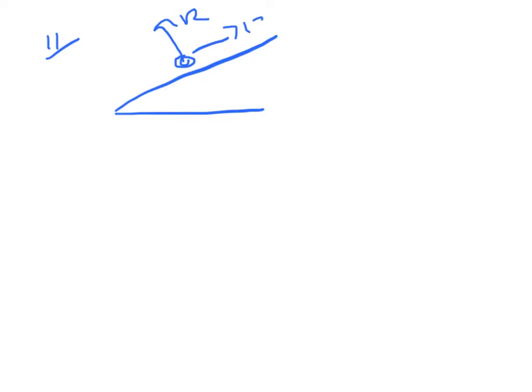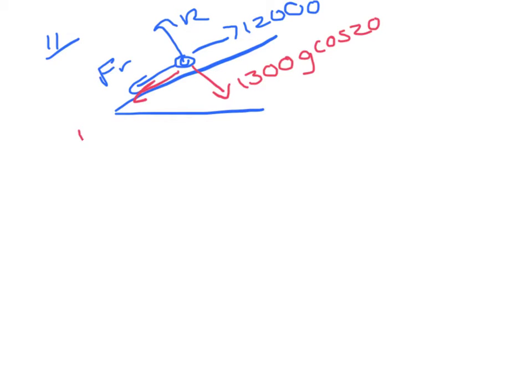To answer part 2 and find the acceleration, I'm going to start by redrawing my force diagram, and this time I am going to resolve the components of the weight. So I'm going to start by adding all the forces. Then I'm going to add the weight, which will have 1300 G cos 20 acting into the plane and 1300 G sin 20 acting down the slope.